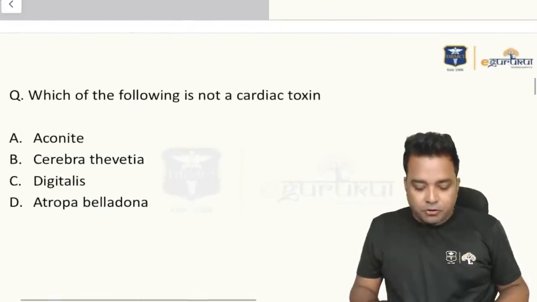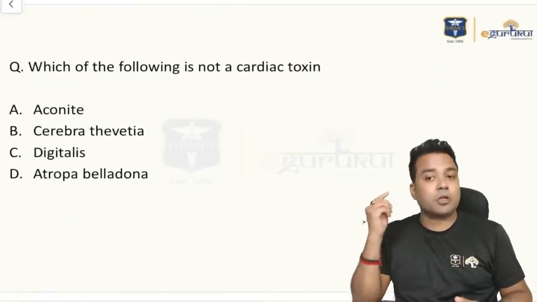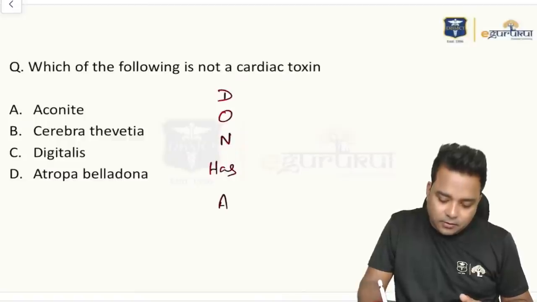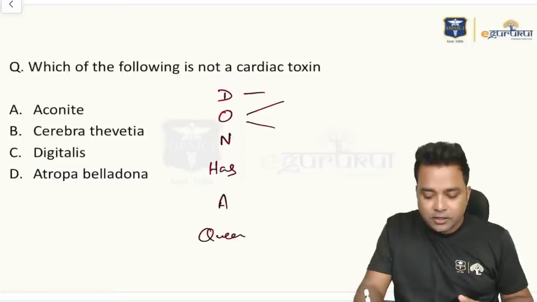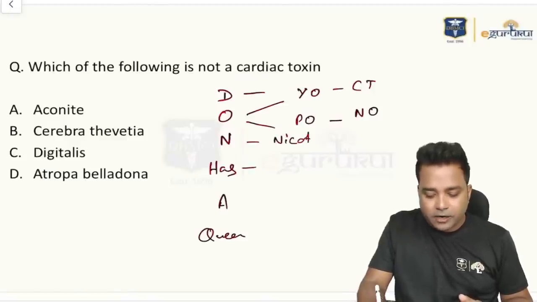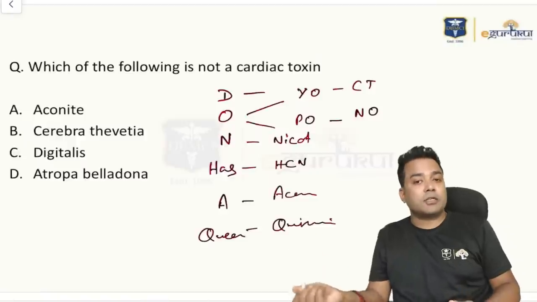Which of the following is not a cardiac toxin? Now the simple mnemonic for cardiotoxic agents should also be remembered. That is very handy to solve such questions. Every dawn has a queen. D for digoxin or digitalis, O for oleanders, which can be yellow oleander or pink oleander. Yellow one is called Cerbera thevetia, pink one is called Nerium odorum. N for nicotine, H for hydrogen cyanide, A for aconite, and Q for quinine. So these are my cardiotoxic agents.